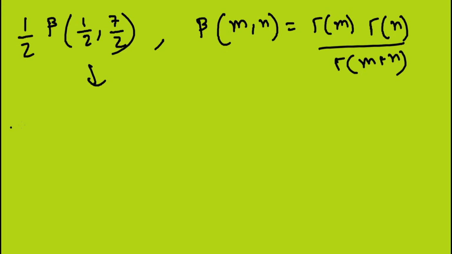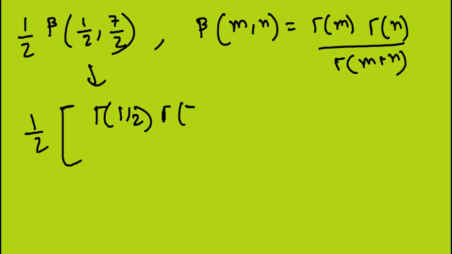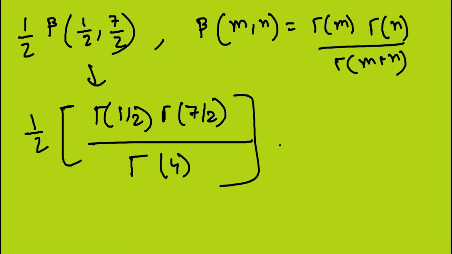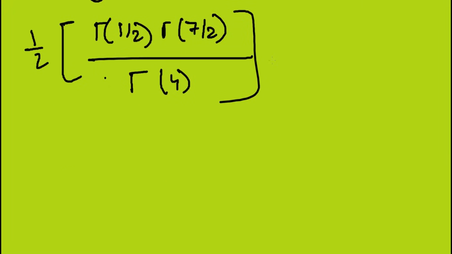So this I can write as half times what is gamma m? Gamma half in this case, and gamma 7 by 2 divided by gamma m plus n. So 7 by 2 plus half is 8 by 2, which is nothing but gamma 4. Now we have to simply solve this. We know the value of gamma half equals root pi, which I have stated in the above properties.